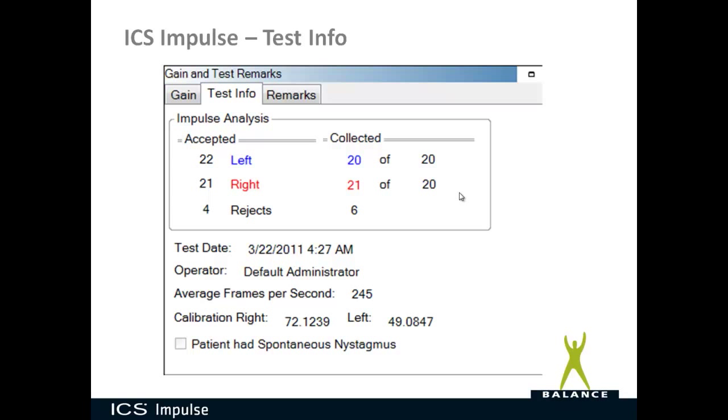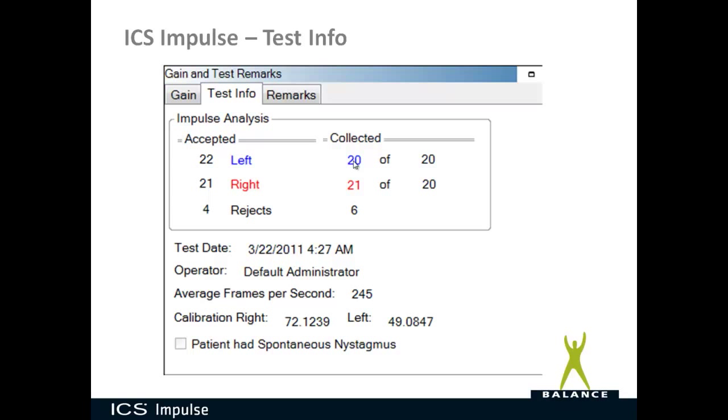This actually occurs online while you're doing your head impulses. So over here in the black, 20 and 20, that's what the default was set to, that you need to collect 20 head impulses to the right, 20 to the left, before it automatically saves the data and analyzes it. This tells you how many were actually collected or passed through the collection algorithm. So 20 to the left and 21 to the right, and 6 were rejected.